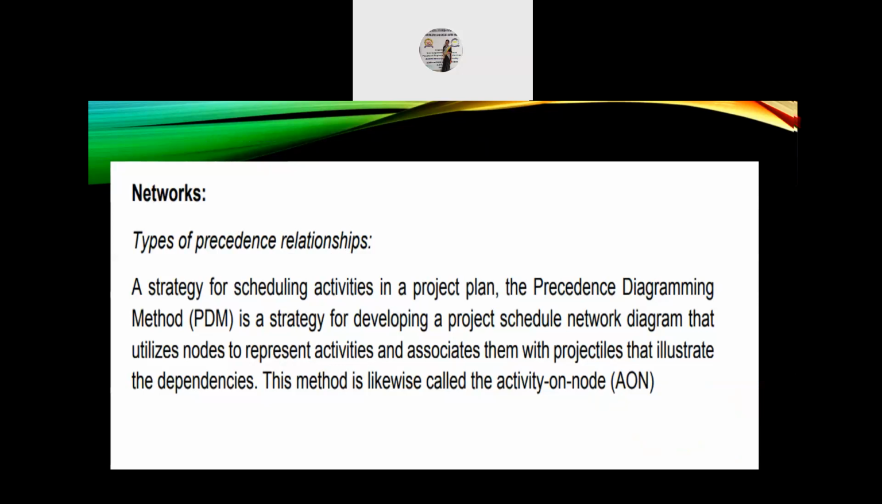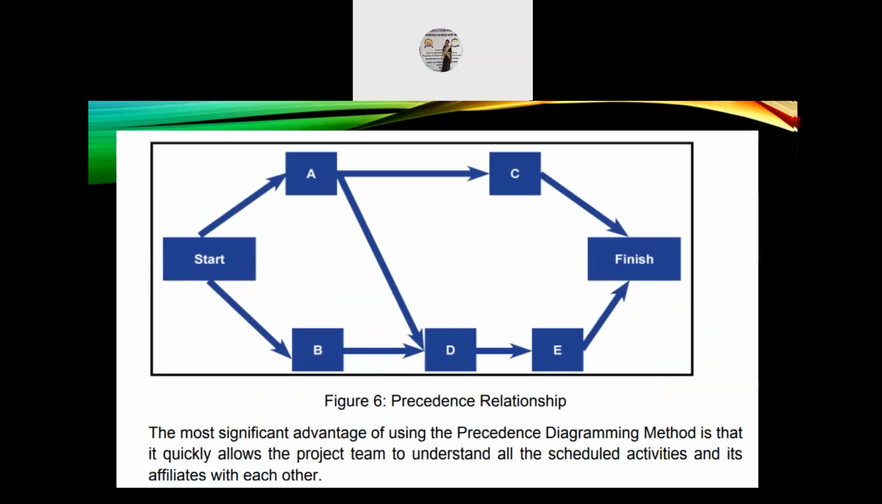The precedence diagramming method, that is PDM, is a strategy for developing a project schedule network diagram that utilizes nodes to represent activities and associates them with project tiles that illustrate the dependencies. This method is likewise called the activity on node, that is AON. So this figure shows your precedence relationship.